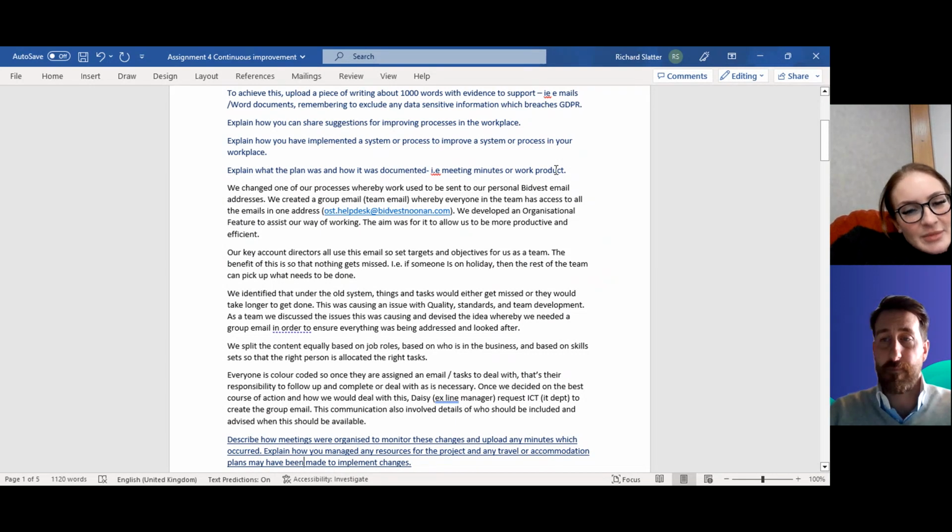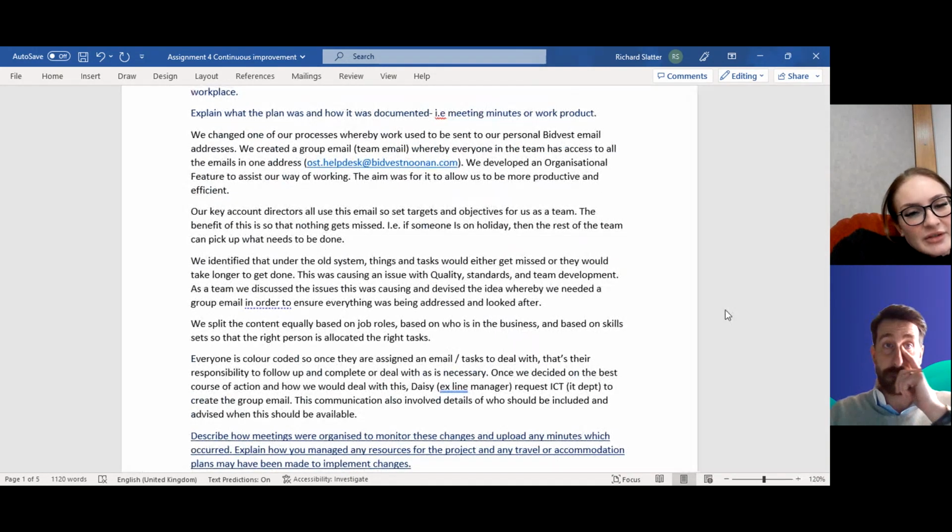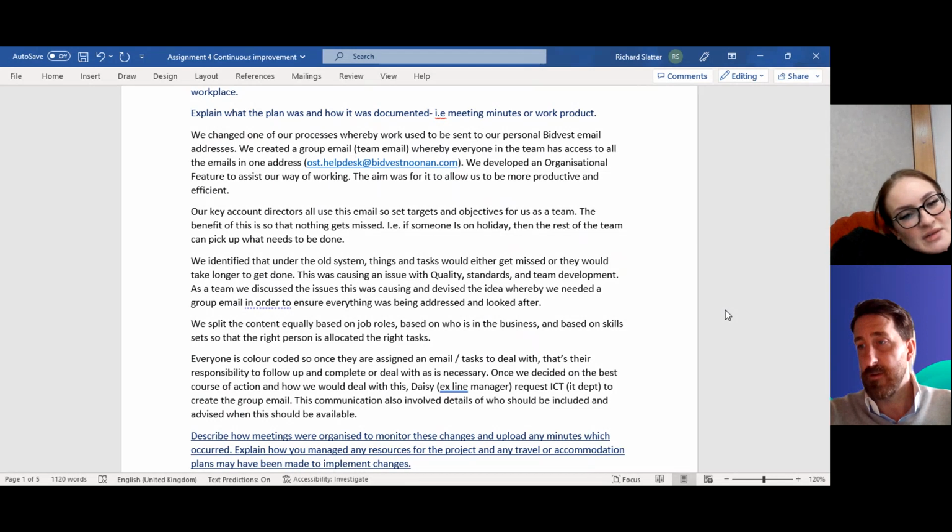So we changed one of our processes whereby work used to be sent to our personal Bidfest email addresses. We created a group email, so like a team email, where everyone in the team had access to the emails in one address. The email address is called ost.helpdesk@bidfestunion.com. We developed an organisation feature to assist our way of working. The aim was for it to allow us to be more productive and efficient.